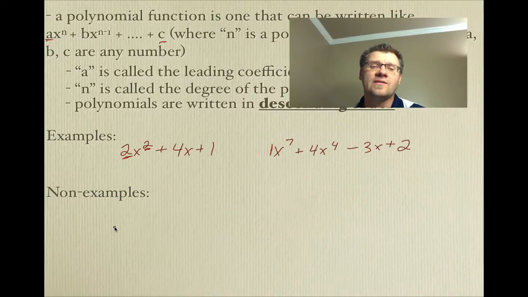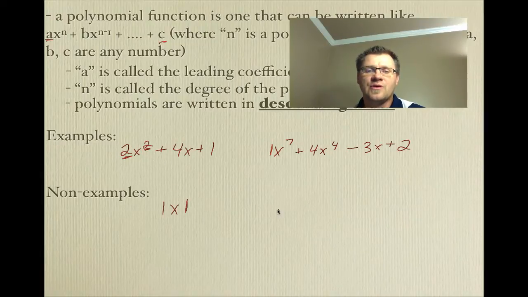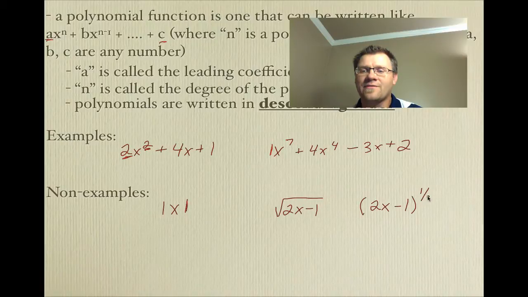We also have non-examples, things that are not polynomials. Absolute value functions are not polynomials, because there's no degree. Things like root functions, square root of 2x minus 1, would be written with an exponent as 2x minus 1 to the power of a half. Now, we need our exponents to be whole numbers, and that is not the case here. So these radical functions, as we learned last unit, are not polynomial functions.